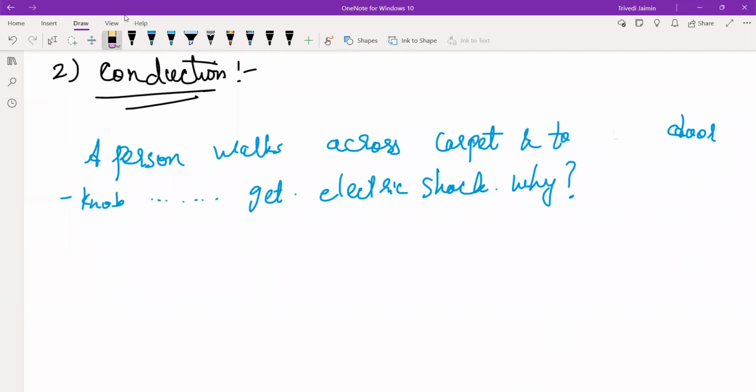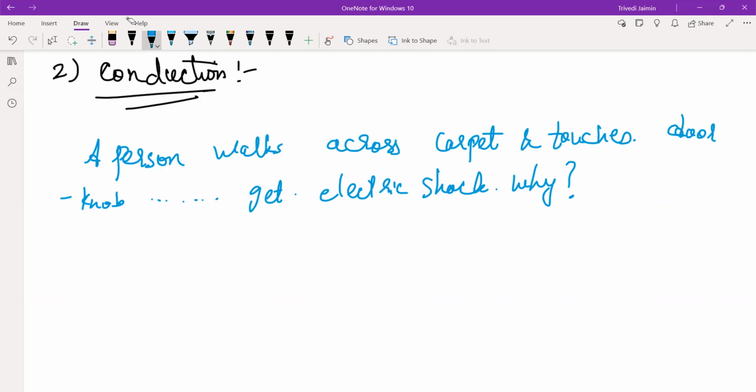Charge transfer. But what's the reason of this carpet here? I added a carpet: the person walks across a carpet, touches the doorknob, and gets an electric shock. It won't be that deadly, but we can feel that. So there is this transfer of charges from the carpet as well as the door. From two ways you're having the charge. Yes, that's true.